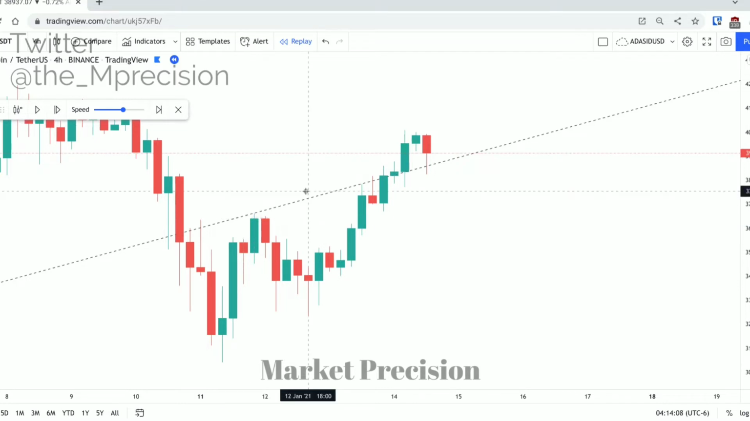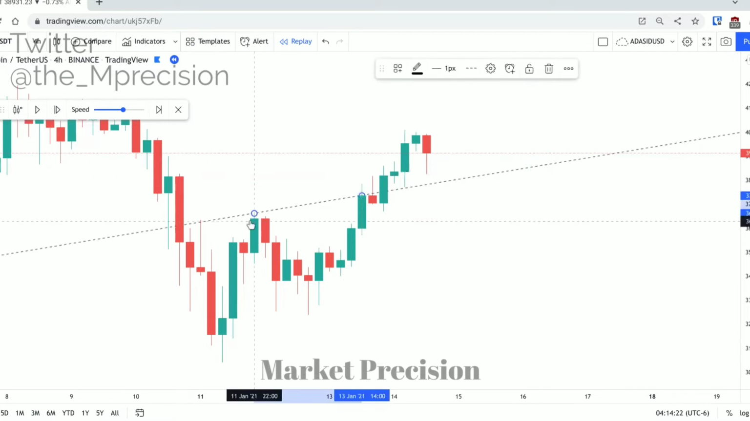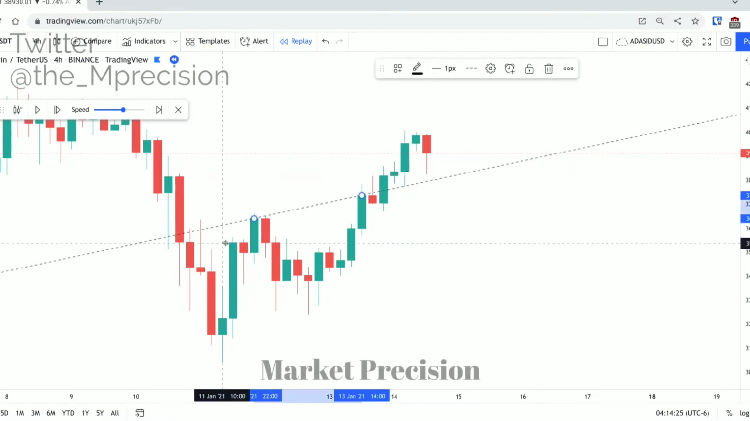Is it a standard rule? No, nothing like that. Just make sure you're following one thing. You can either follow wick to wick or you can follow body to body. Hope it makes sense. Since I like body to body, I'm gonna go this way.